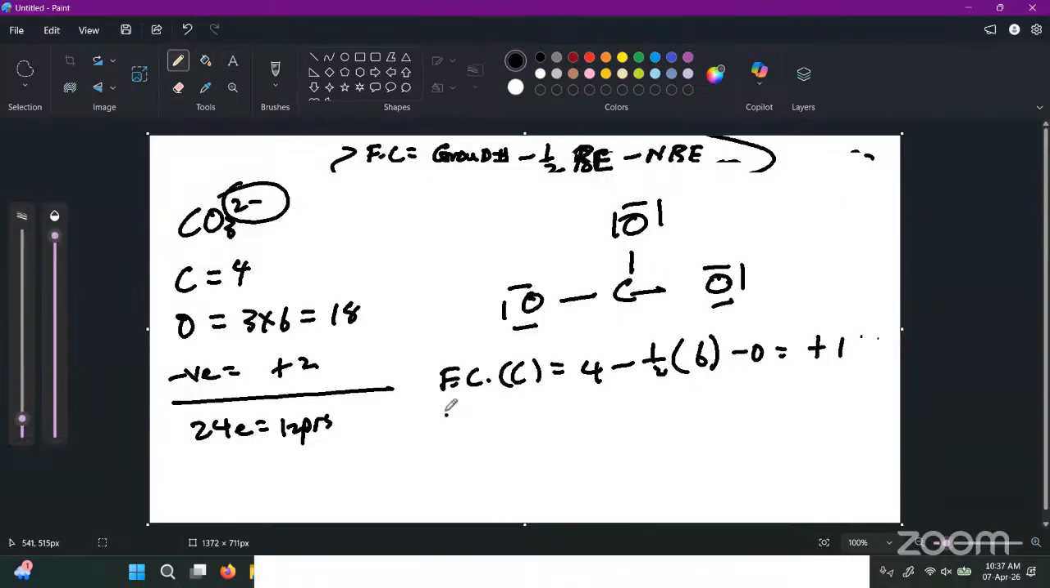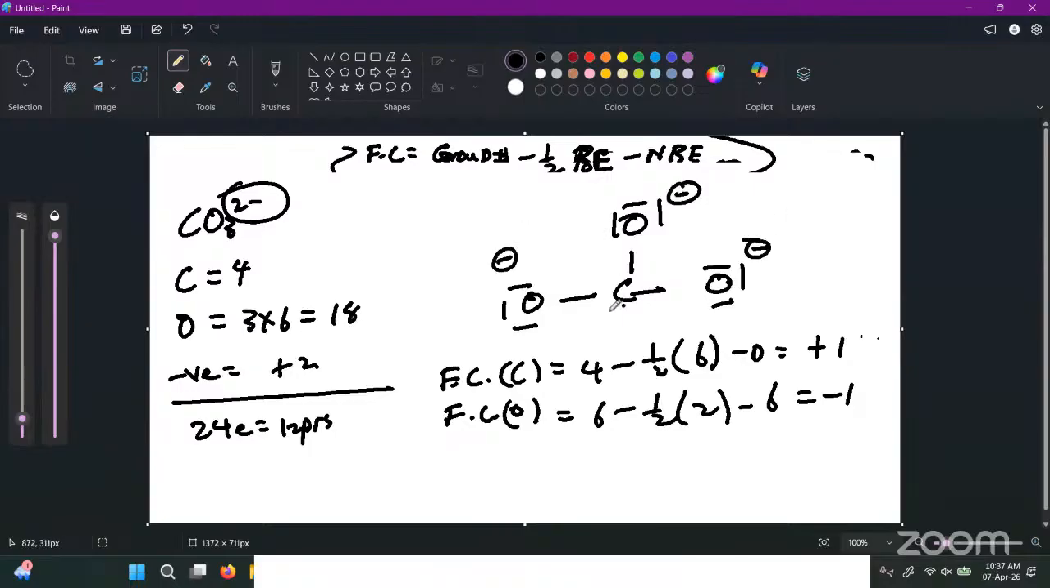Okay, and then we do the same thing for the oxygen. So that will be what? 6 minus half of 2, minus 6, so that gives you -1. So in this particular case, each oxygen will have a -1 charge, and the carbon will have a +1 charge.